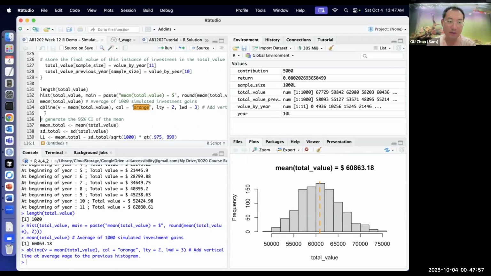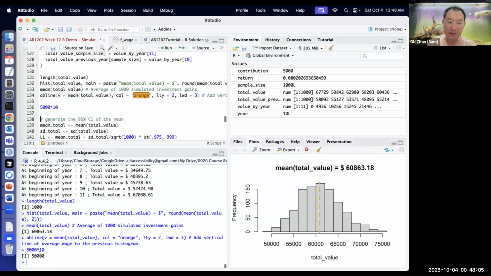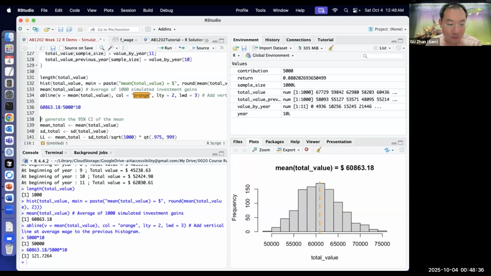Okay, then you add a line here so you can do a quick calculation. What is the 10 years? Every year you have 5,000 times 10 years. This is about $50,000. So $50,000 is the total contribution, but every year you, on average, will have some profits in the form of return. So the average total value of these 1,000 simulations will give you $60,000 and above, right? So basically you are making an investment gain. So divide it, you see 1.21.